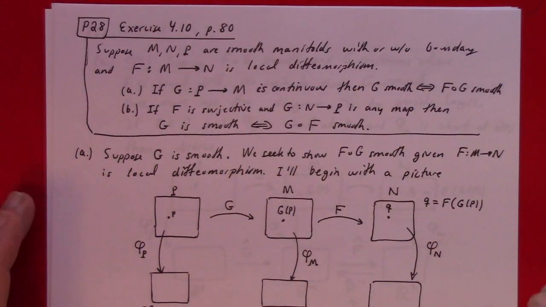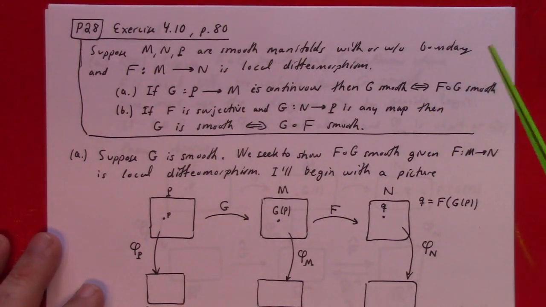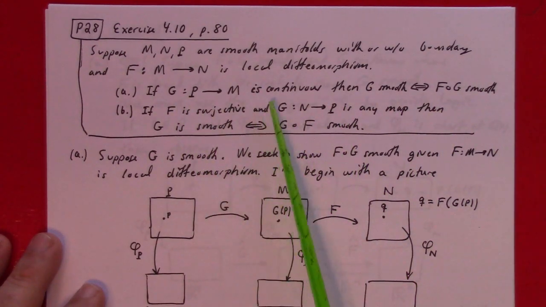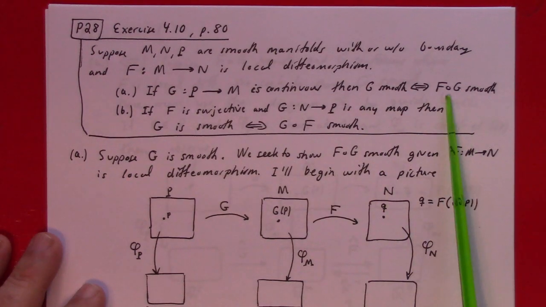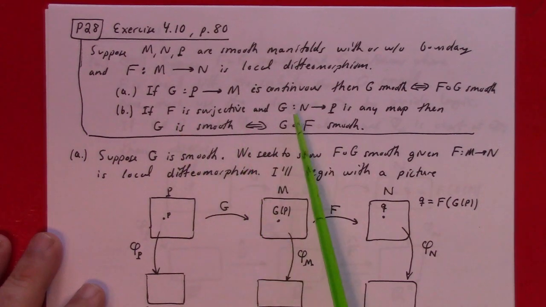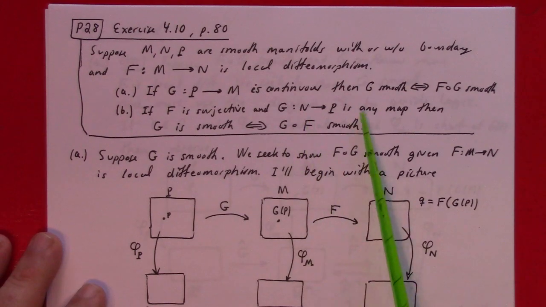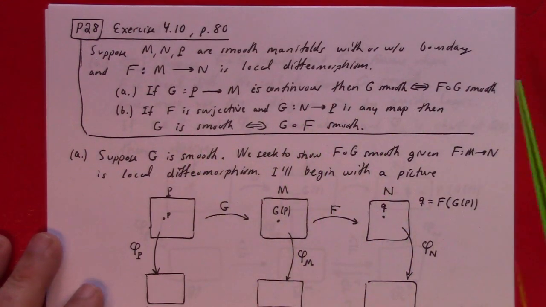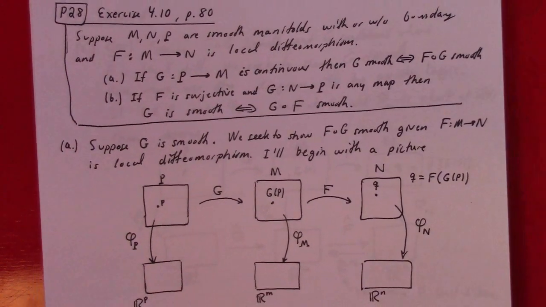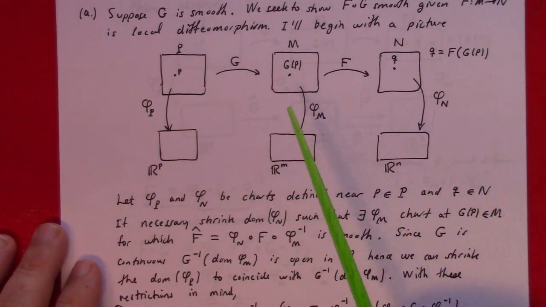Here we have a question about smooth manifolds, M, N, and P, and some conditions that you have. Mapping G from P to M, continuous, G smooth if and only if the composite of F and G is smooth, and then here F surjective. Notice they've changed the definition of G. This is not the same G. G from N to P is any map, then G smooth if and only if the composite of G with F is smooth. And so both of these problems basically, for me, boil down to sorting through some pictures.